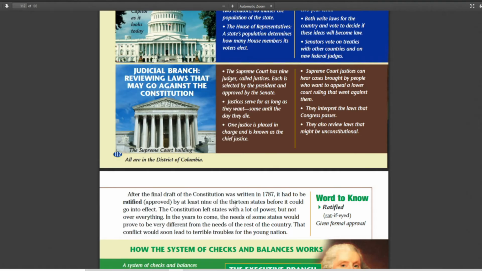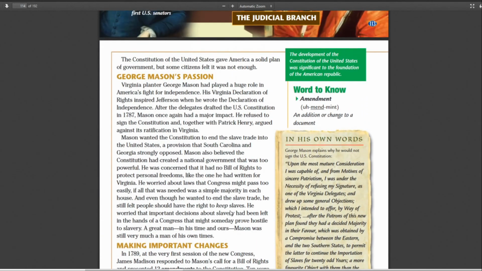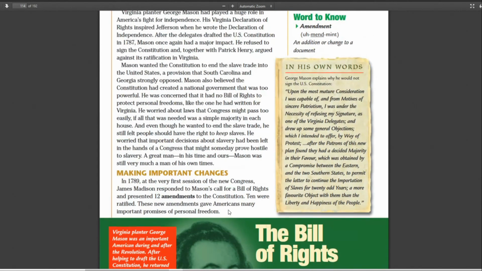Oh, one thing I wanted to mention from the last lesson, I'm not sure I put it in there: 9 of 13 states were needed to ratify the Constitution before it could go into effect. Let me be clear. Once they got 9 states out of the 13, the Constitution would be the law of the land. They were able to do that, and that's why in 1789, in the first session of Congress, they introduced the Bill of Rights.